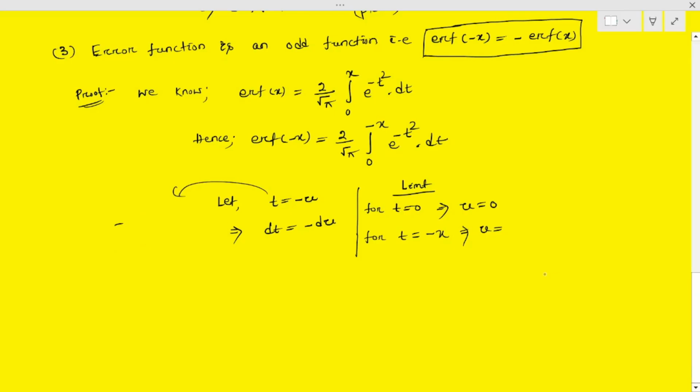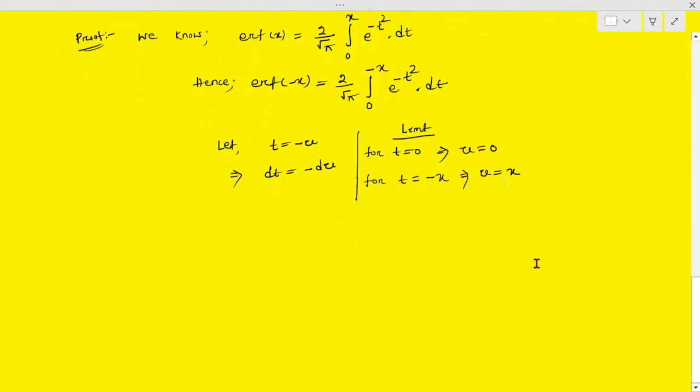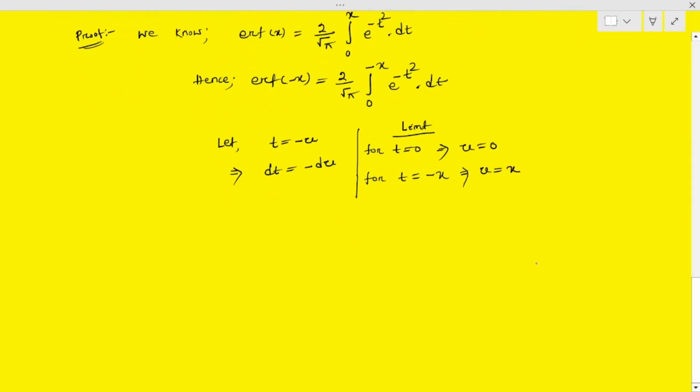So same thing we have to write, u equal to x. Now the above equation will be, that implies error function of minus x will be equal to 2 by root pi. Here the limit will be 0 to x, e to the power minus, instead of t we have to write minus u square into, instead of t we have to write minus du.